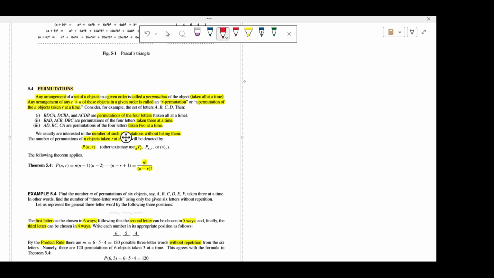We have n objects. From these n objects, we need to use r objects. The condition is that n is greater than or equal to r. This is the condition, because from the population n, we need to take r number of samples.